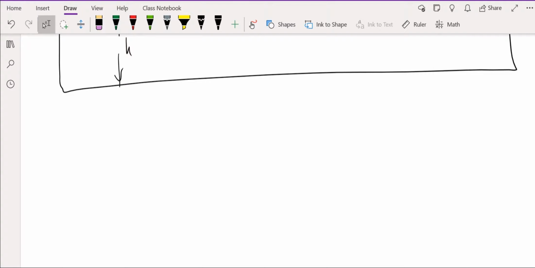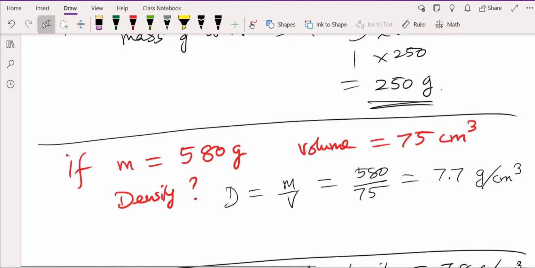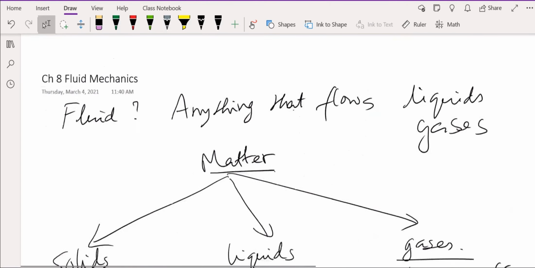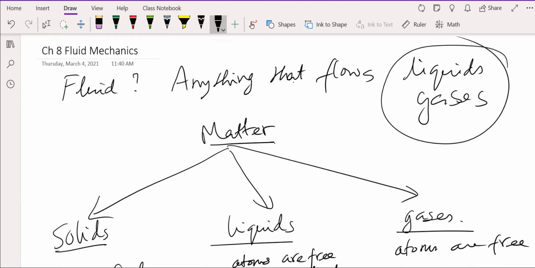Air is not a fluid. What did I say fluid is? Anything that flows. In the last class I told you. I started the class by saying anything that flows is a fluid. Liquids and gases are collectively called fluids.